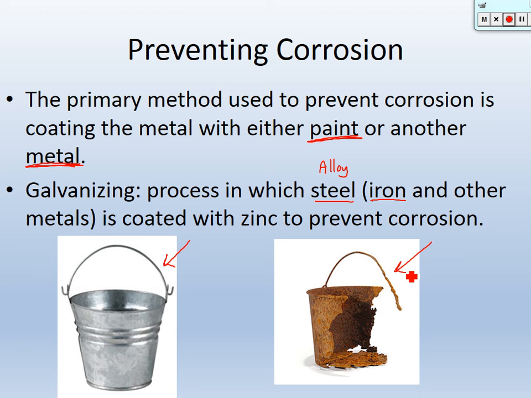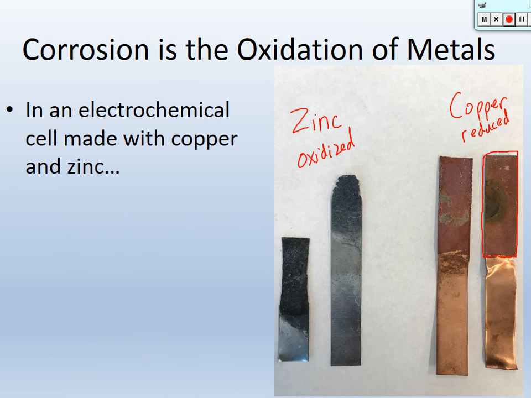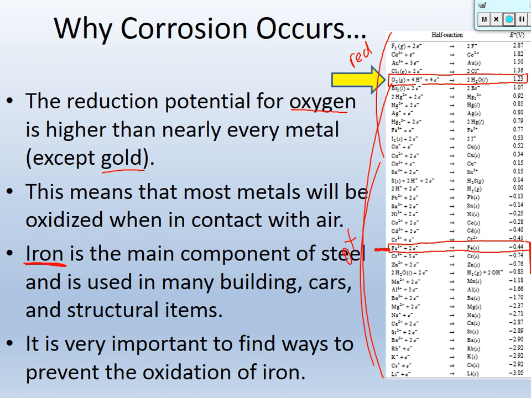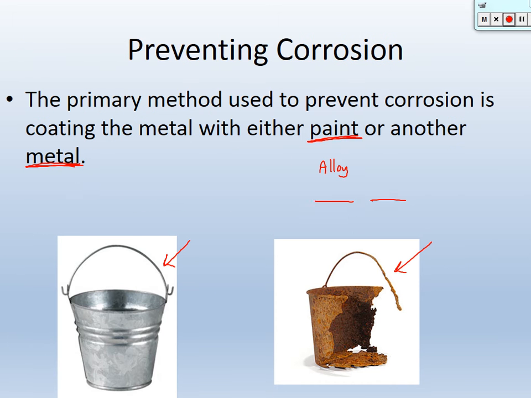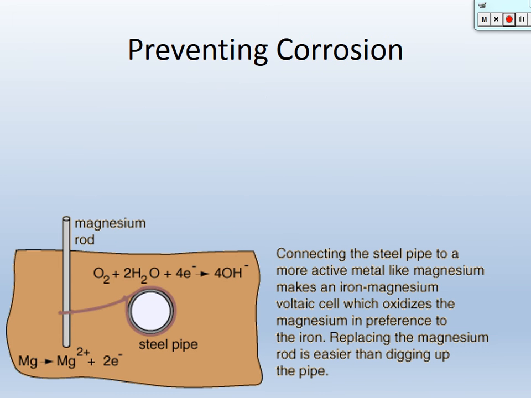Now, why would we do that? Let's go back to your reduction potential table. Let me go back a couple of slides here. Let's find zinc on this table. Where's it at? Zn. Okay? It's right here. Is it higher or lower than iron? Lower. It's lower, so that means the zinc now will be oxidized, not the iron. And that's why they do it, to protect the iron that's in the bucket here or in the material that you have.